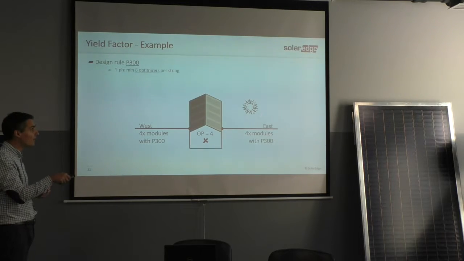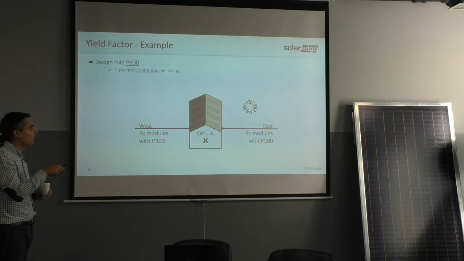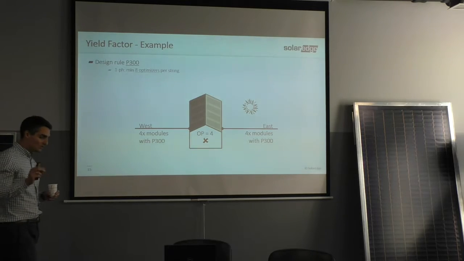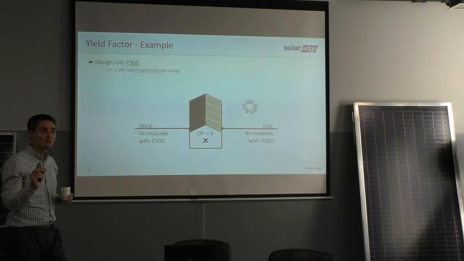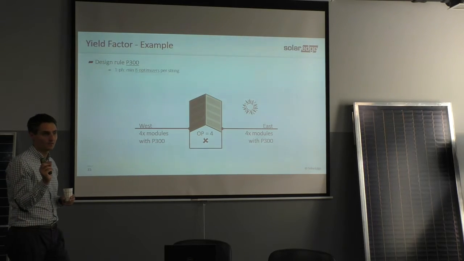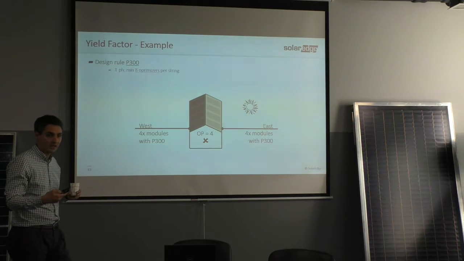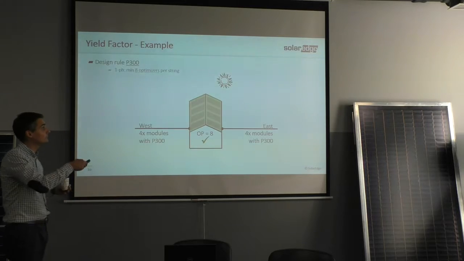But what will happen? Very early in the morning, let's assume in summertime, at 6 to 6:30 a.m., only 4 modules are working. And the P300 optimizers give a maximum of 60 volts. 4 multiplied by 60 gives us 240, and our inverter needs 380. So during the morning, the inverter will not work.